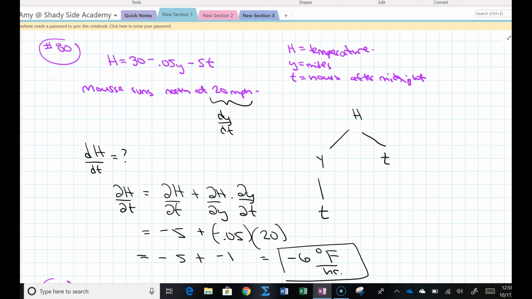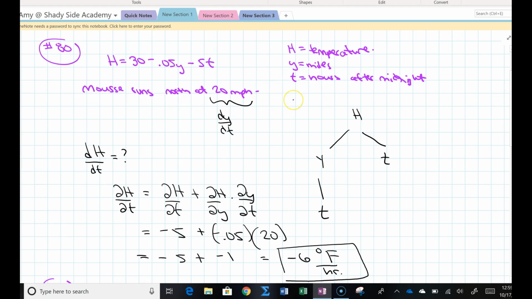And what's interesting is this question appears in the gradients and directional derivatives section, which I guess is fine. And you could have dealt with this question any number of different ways, but I chose to use the chain rule. So what's important is to recognize this is the function. H is the temperature as a function of the number of miles north, which is y, and the number of hours after midnight. Okay? And you're told that a moose runs north at 20 miles per hour.